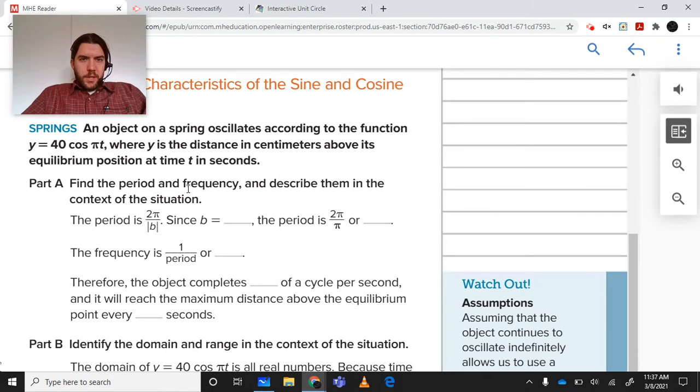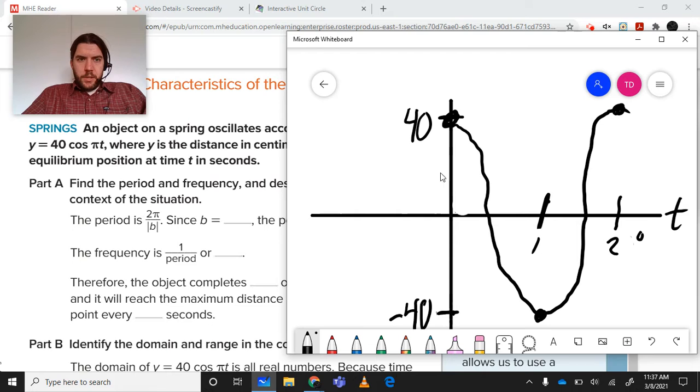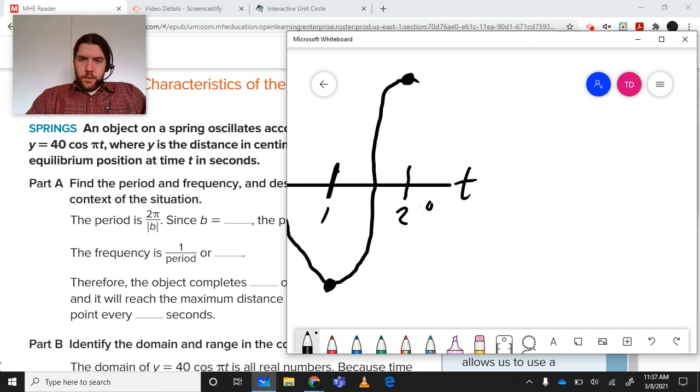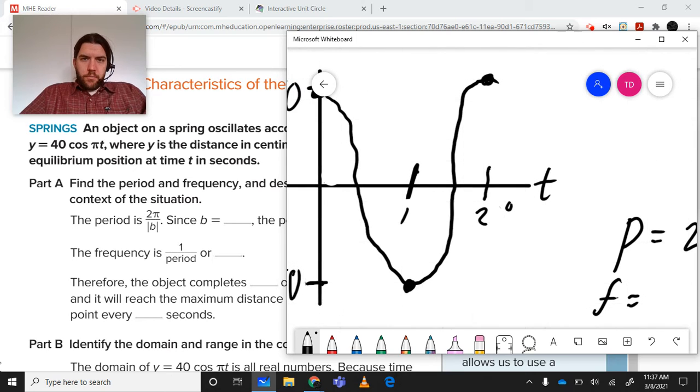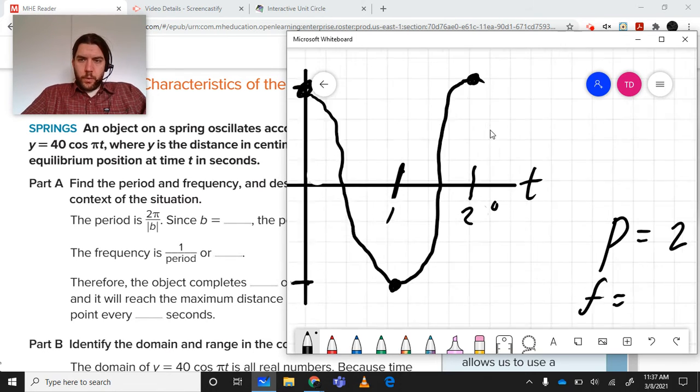Now, based off what they're asking for, we want the period and the frequency. The period on this one is going to be 2 seconds. Our cycle takes 2 seconds, so we can write that out. Our period is 2 seconds. Our frequency is how many times we do a rotation every second. Every second we only do half a rotation. We haven't even done the full one in 1 second.